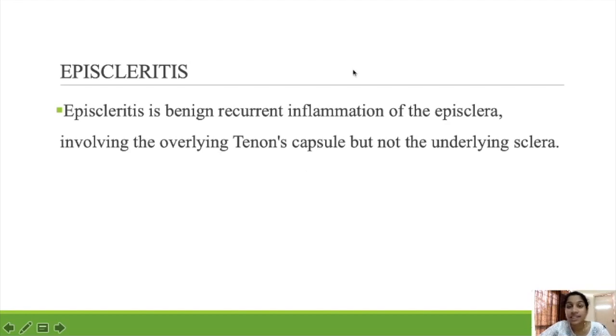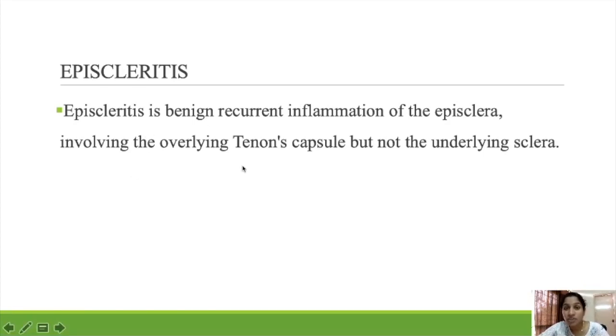not the underlying sclera. While taking scleritis, I mentioned the anatomy of the sclera, right? In that, the outermost layer is episclera, and next comes the sclera proper, and the last one is lamina fusca. So episcleritis is a benign recurrent inflammation of the episclera, the outermost layer of the sclera, involving the overlying Tenon's capsule.